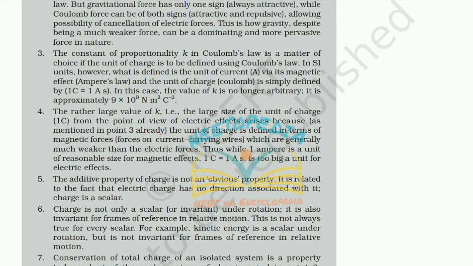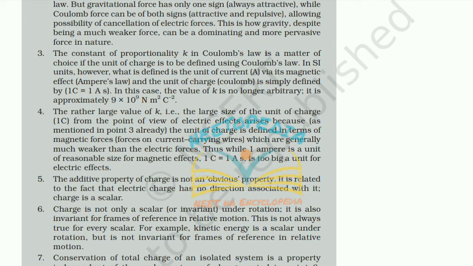In SI units, however, what is defined is the unit of current, ampere A, via its magnetic effect, Ampere's law, and the unit of charge, Coulomb, is simply defined as 1 Coulomb equals 1 ampere second. In this case, the value of K is no longer arbitrary. It is approximately 9 into 10 to the 9 Newton meter square per Coulomb square.